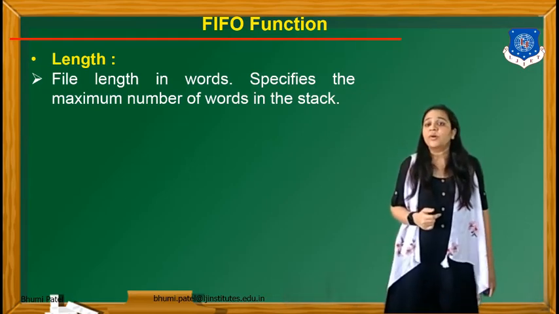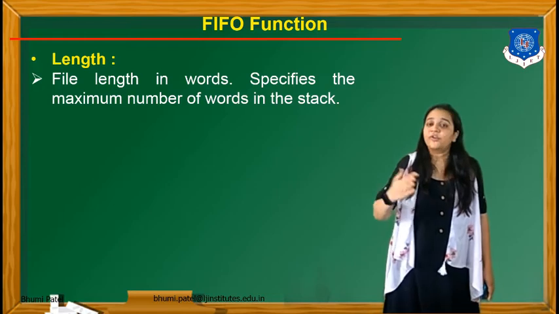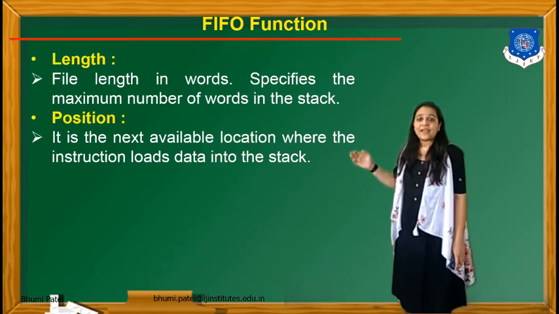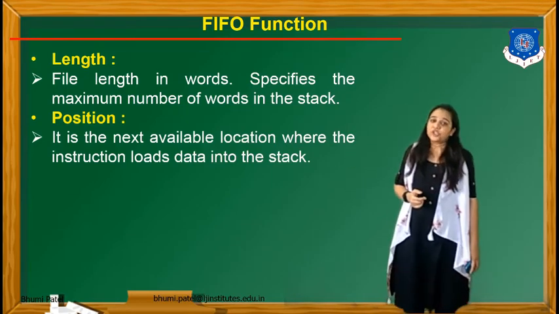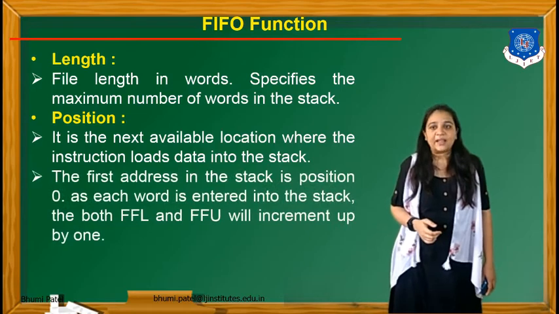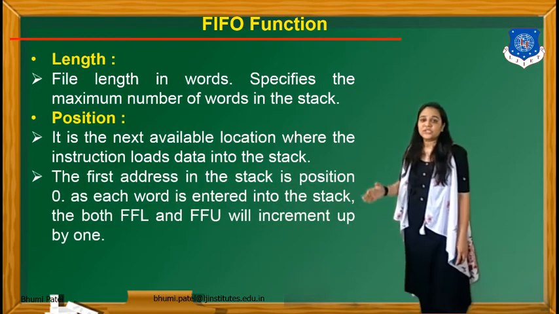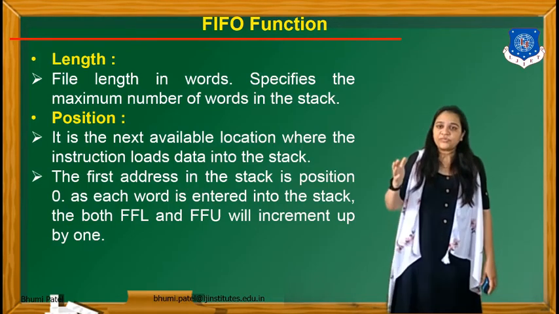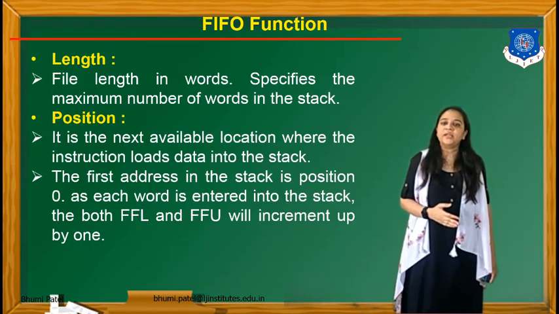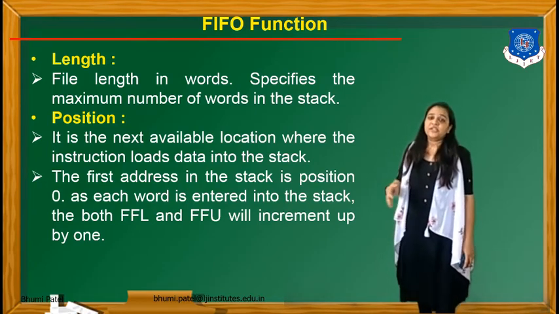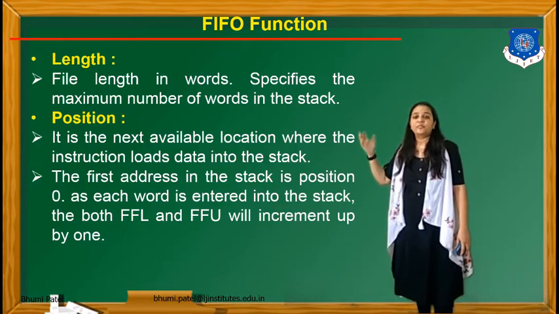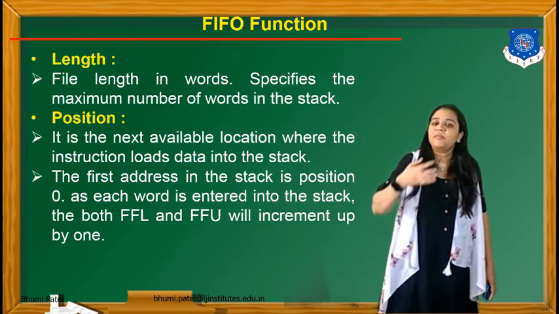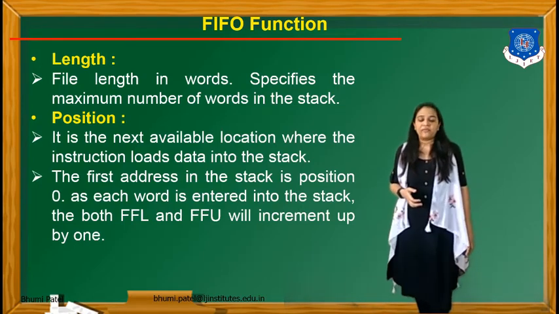So how many words do we have to transfer for this particular file? The length will be decided accordingly. Next is the position. It is the next available location where the instruction loads the data into the stack, and the first address in the stack is position 0. As each word is entered into the stack, both FFL and FFU will increment by 1. So using the position, the first address will start from 0 and it will be increased while we are using the FFL, and it will be decreased whenever we use the FFU.